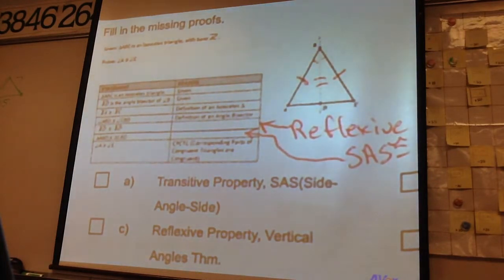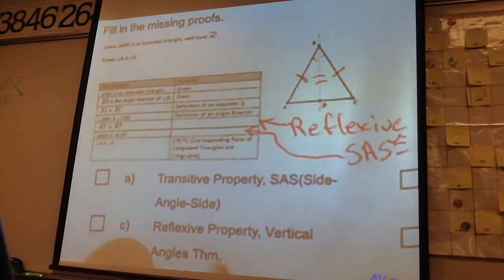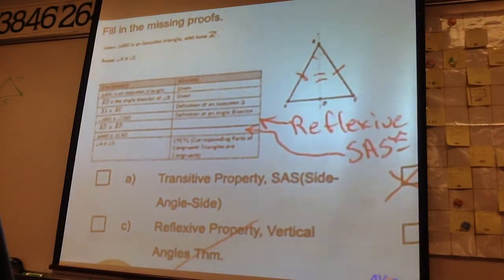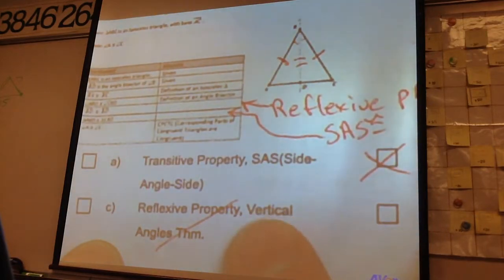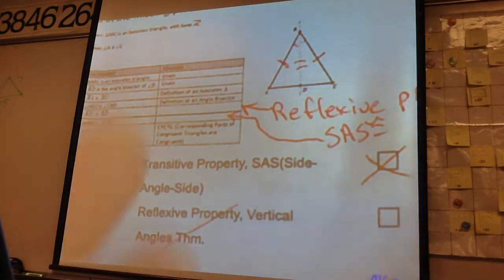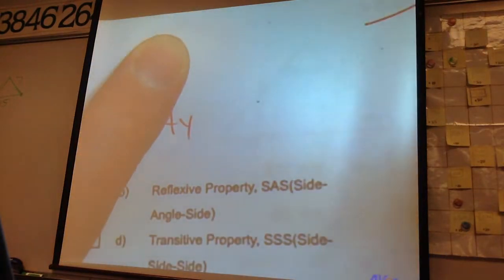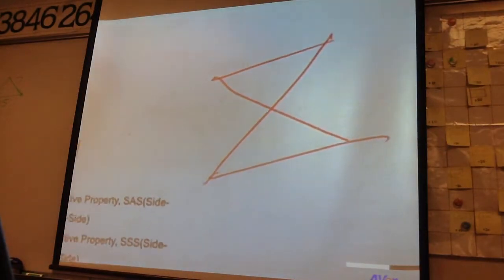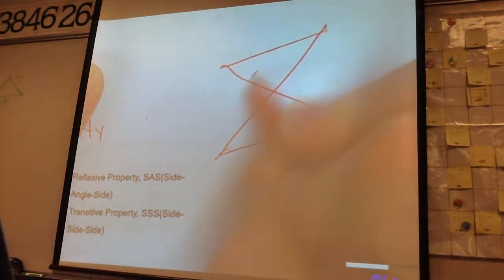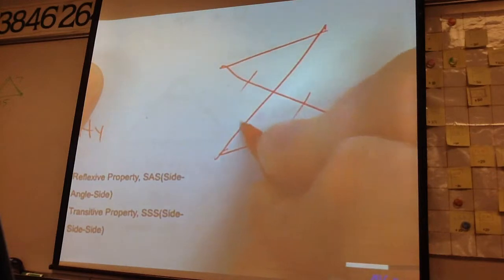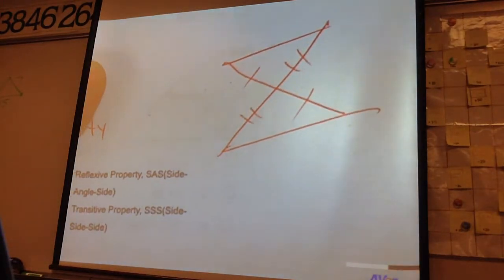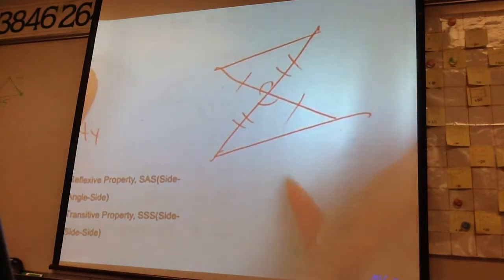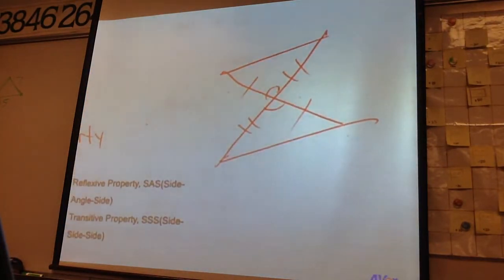So to answer this question: reflexive property, vertical angles theorem? No. Reflexive property, side, angle, side. The vertical angles theorem would just mean vertical angles are equal. So if you had two triangles like this, and you were doing some proof, and you knew those sides were the same, and those sides were the same, and you needed something else, those angles that connect are the same. How do you know that? Because they're vertical angles, or the vertical angles theorem.